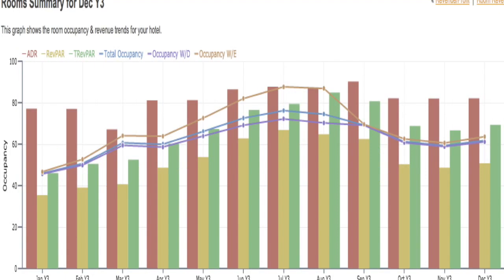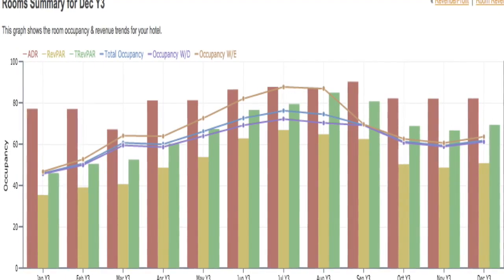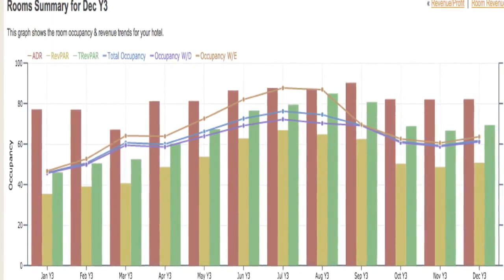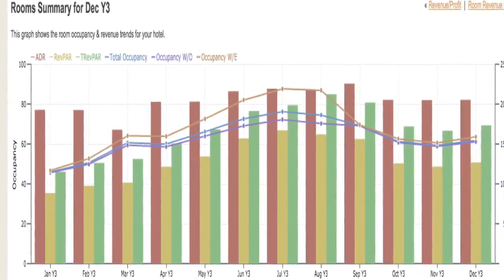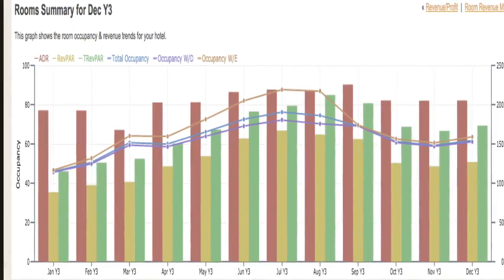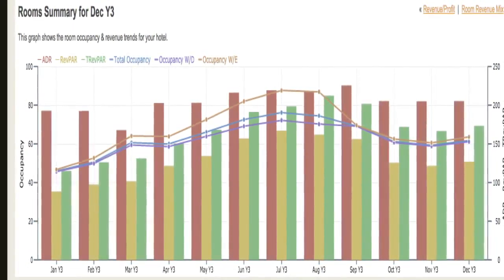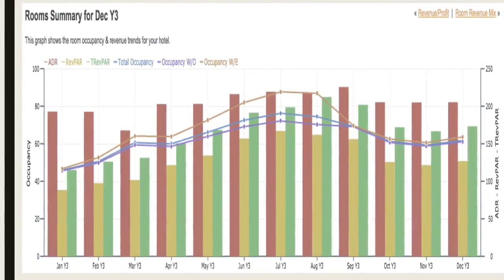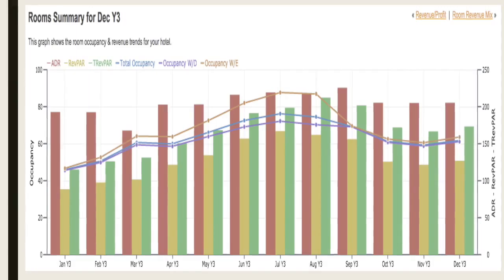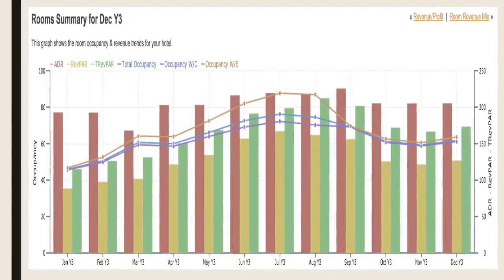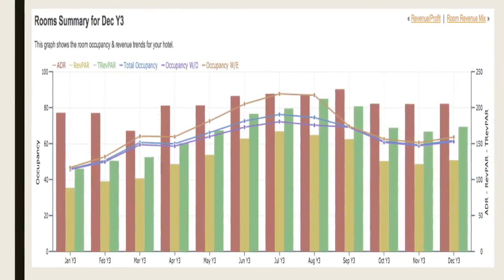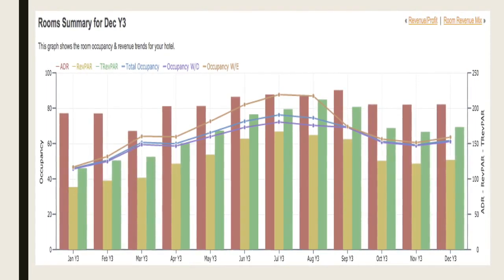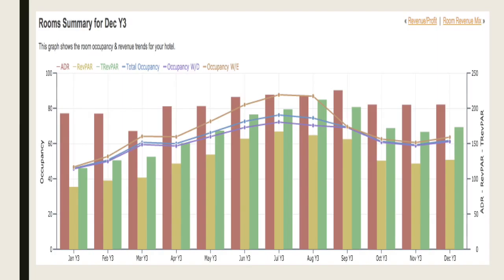And let's talk about our room summary for year 3. You can see from the graph, our ADR is always around $200. Besides that, let's look at our total occupancy and total revenue per available room. Both the occupancy rate and the total revenue per available room reached the highest rate in July and August, and after that, they show a decreasing trend.